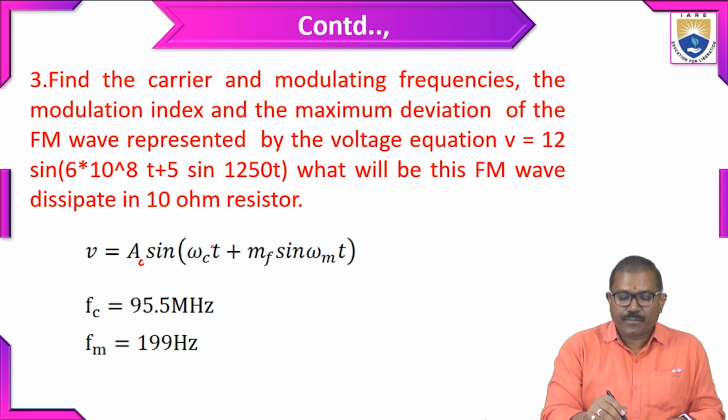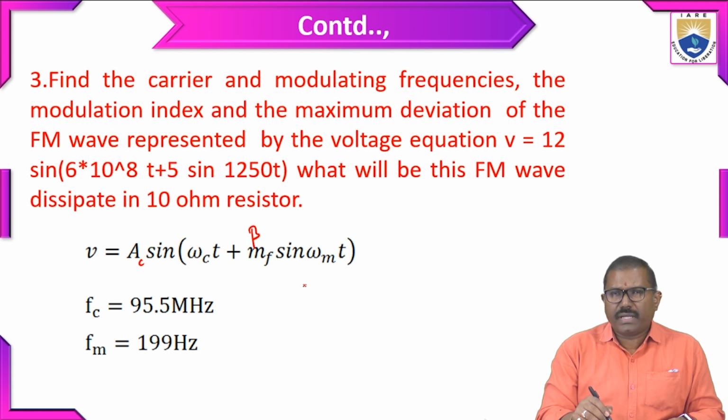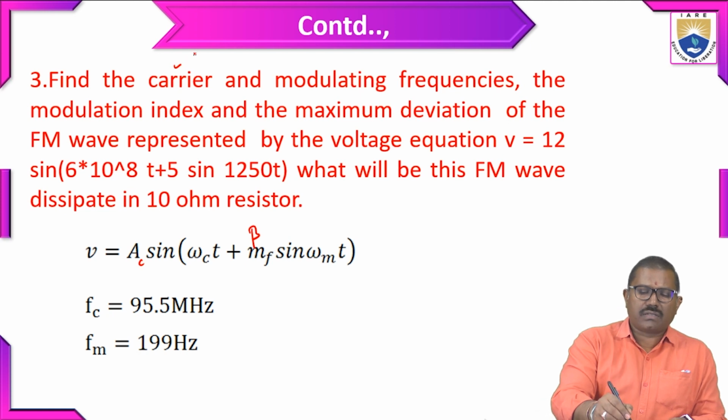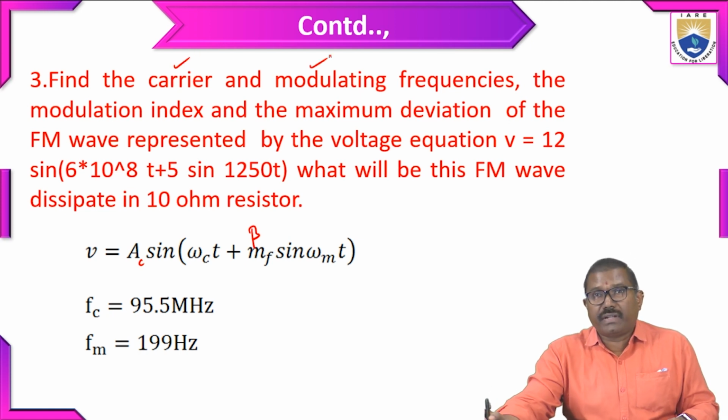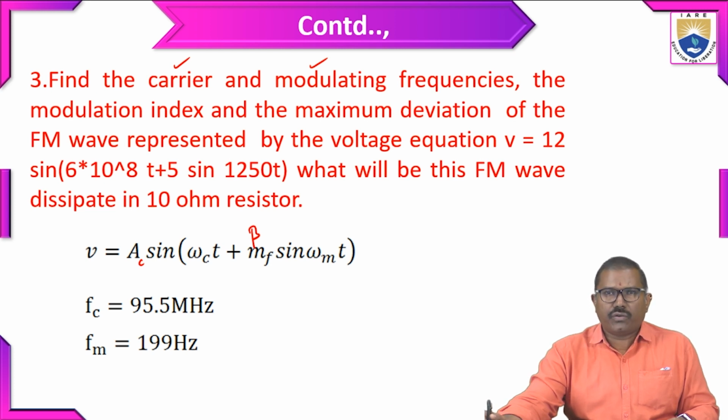the angular frequency of the carrier, plus m f or beta, the modulation index, into sine of omega m t. From this expression you are going to find the carrier and modulating frequencies. Here they ask to find the carrier and modulating frequencies, the modulation index, and the maximum deviation. So you are going to find four values: carrier frequency, modulating frequency, modulation index beta, and delta F.